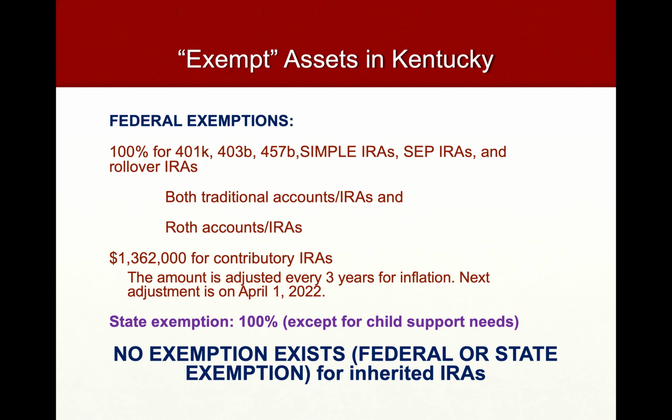If you contribute to an IRA account or a Roth IRA account, there's a limit on the exemption amount for those. That's 1,362,000. That limit goes up with inflation. It adjusts every 3 years. There's a similar state exemption, except if you are paying child support obligations, IRAs are not exempt for that purpose. Inherited IRAs, as we've already seen, don't have any type of exemption related to them, which is one of the reasons if you're trying to protect that asset for an heir, you would leave it into a trust.